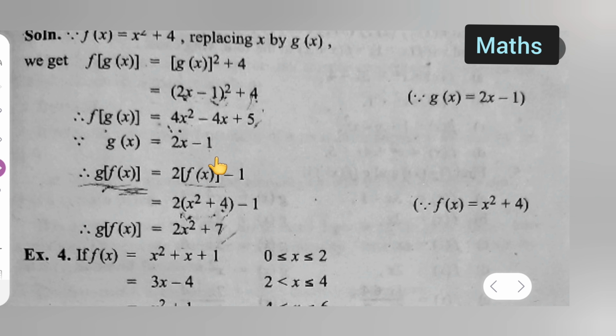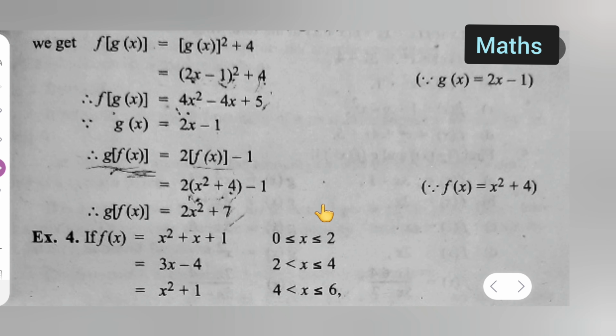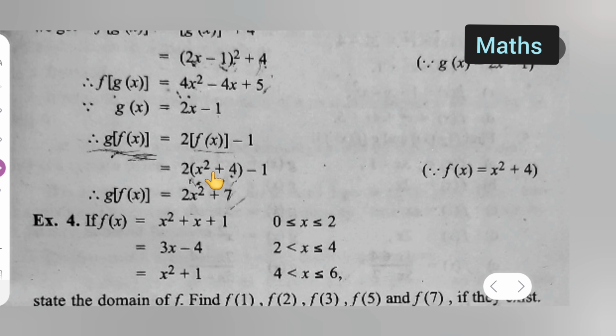So now for g of f of x, I am replacing x by f of x. If I replace x by f of x, now what is f of x over here? f of x is nothing but x square plus 4. So plug that value over here: 2 times x square plus 4, minus 1. Multiply: 2x square, 2 fours are 8, then 8 minus 1. So it will be 2x square plus 8 minus 1.